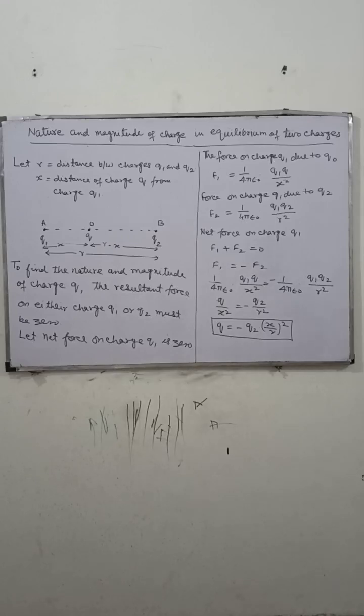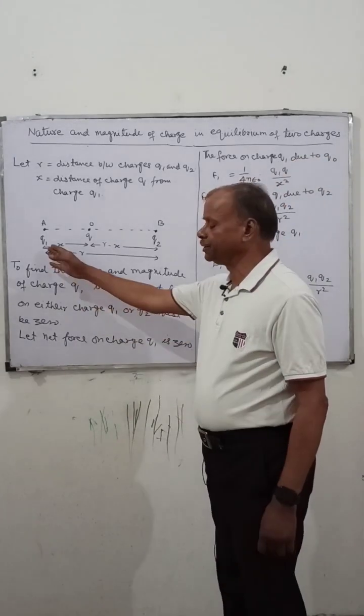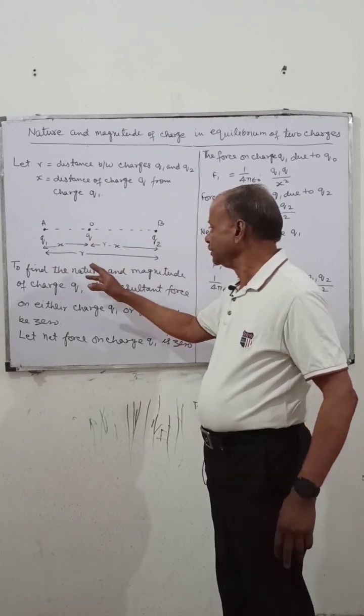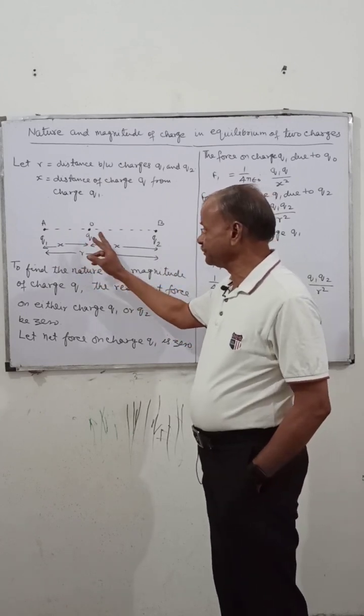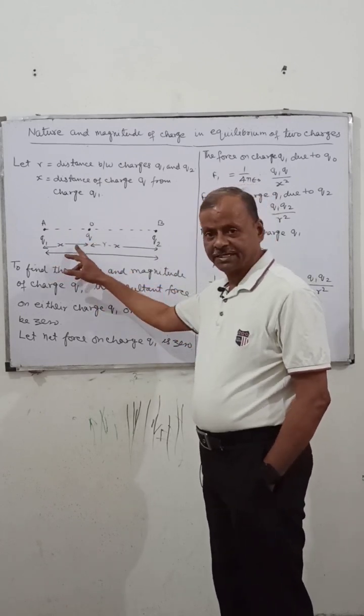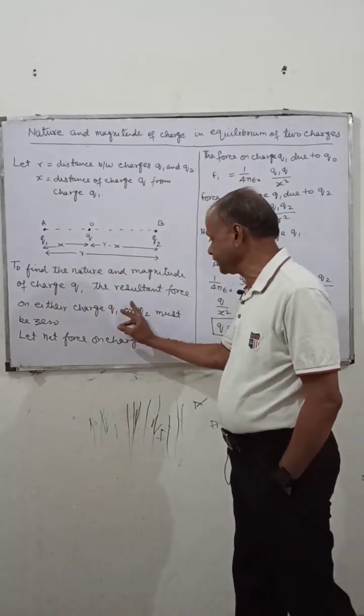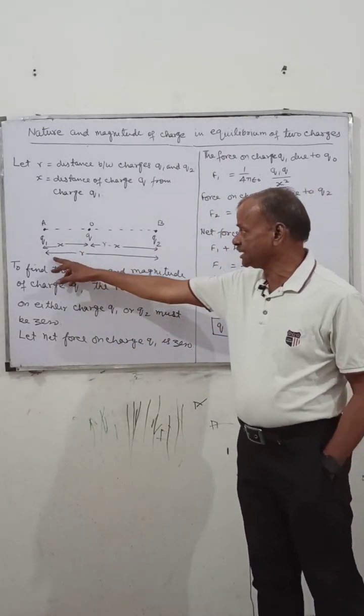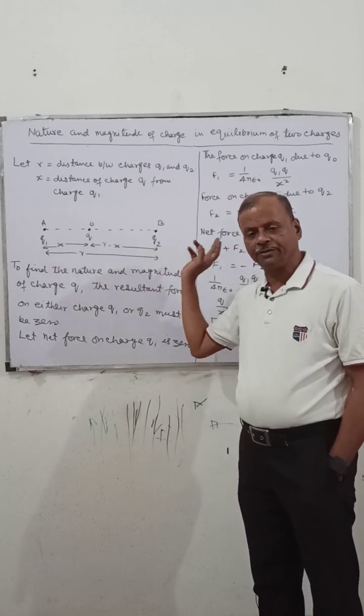Nature and magnitude of charge when the two charges q1 and q2 are in equilibrium. So we have to find the nature of this charge q. This is at distance x from this charge q1, as we have given here. The force on either charge q1 or charge q2 must be equal to 0.